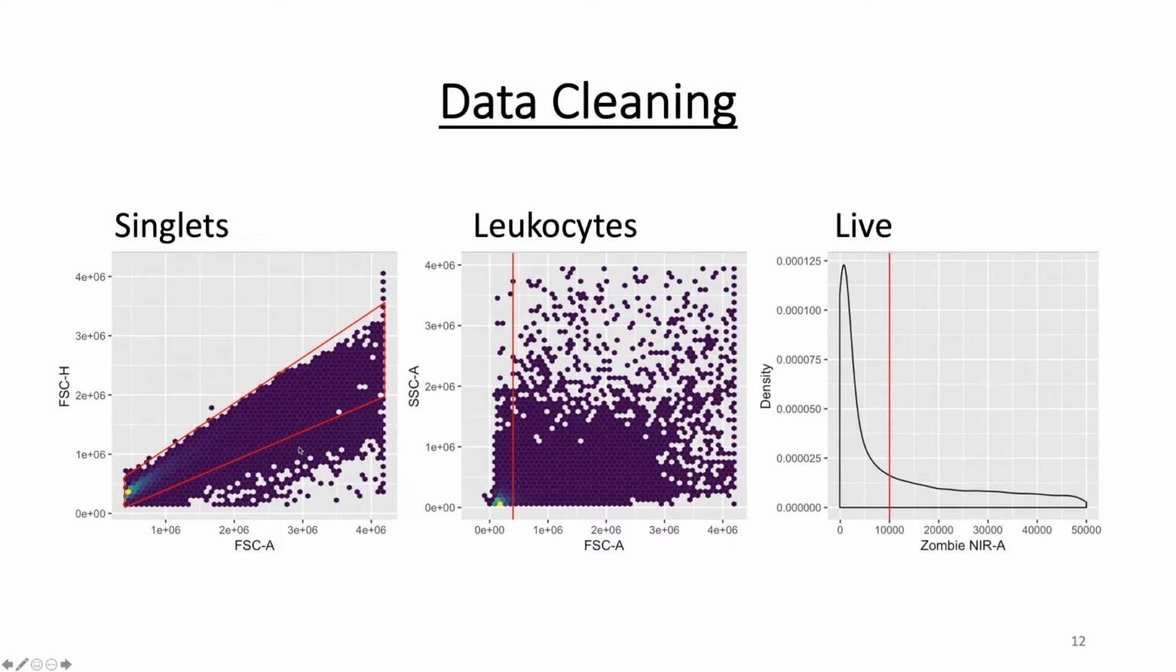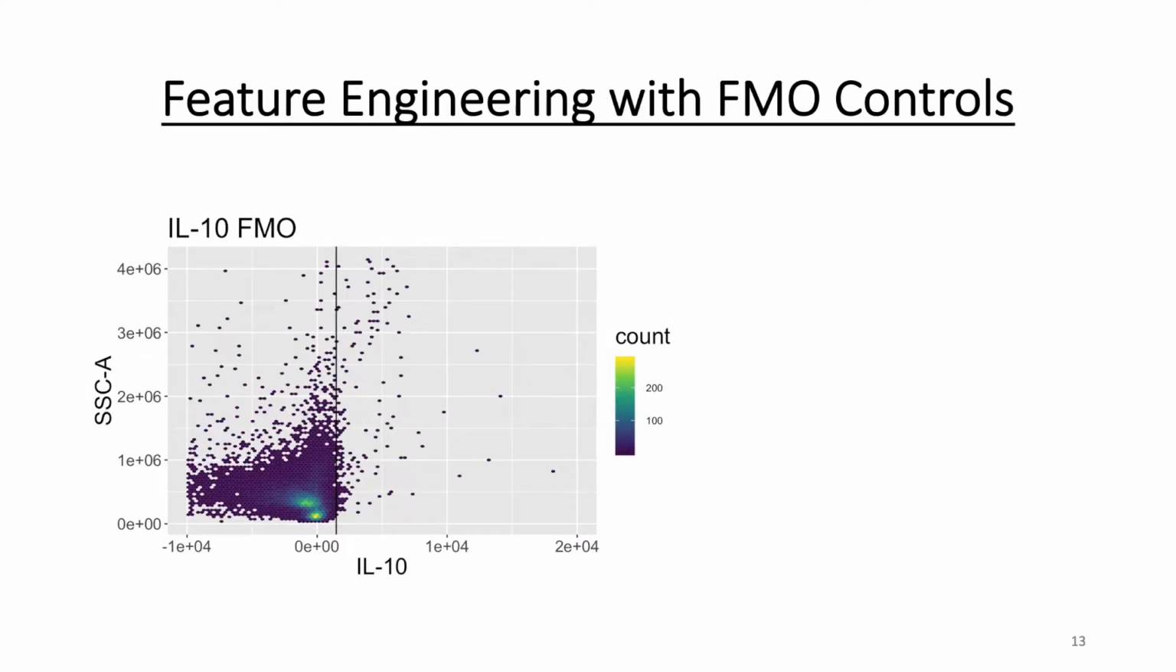From there, we move on and gate our leukocytes. So this removes a lot of really small debris over here. So we're taking all of these cells to the right here. And then lastly, we can gate on our live cells. And so this removes dead cells that aren't of interest in our study. And we apply this data cleaning strategy to all of our samples and FMOs.